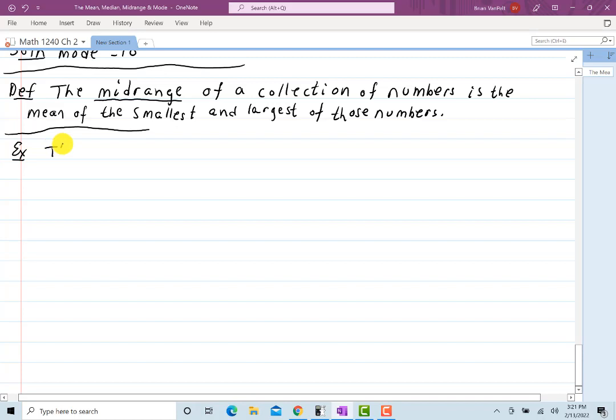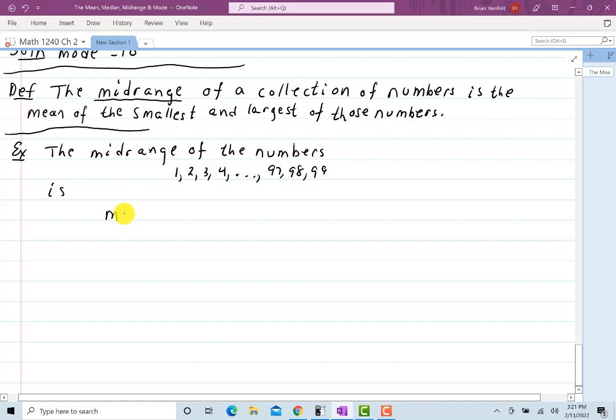As an example, the mid-range of the numbers 1, 2, 3, 4, all the way up to 97, 98, 99 is going to be the mean of the smallest and the largest. So I'll take 1 plus 99 and divide it by 2, and that equals 50.